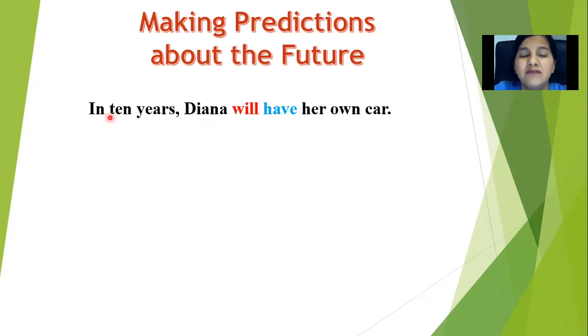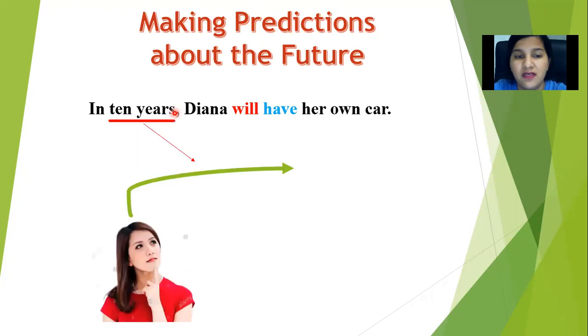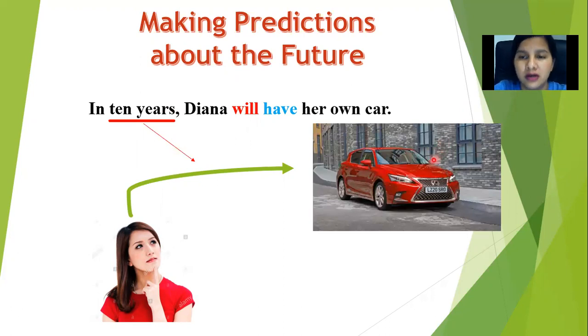Look at this sentence. In 10 years, Diana will have her own car. As you can see here, we use will to talk about future events for making predictions, whether we are talking about tomorrow or hundreds of years. Okay, don't forget will for making predictions. Will is an auxiliary. In 10 years, Diana will have her own car, you say.